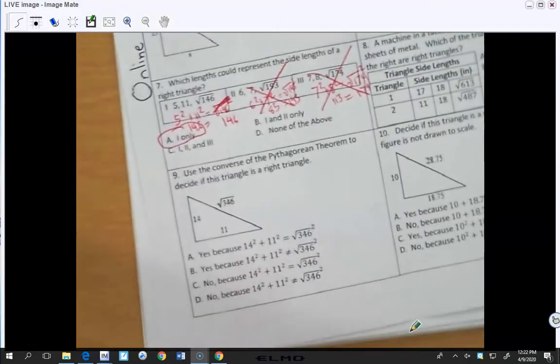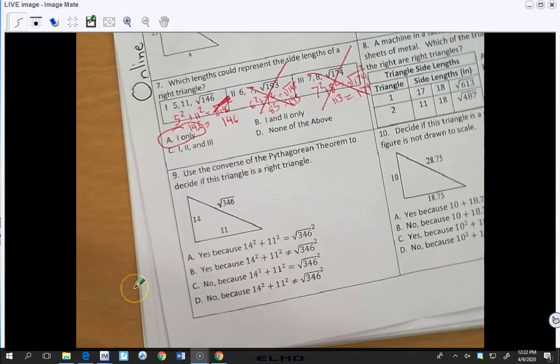So just go through and check each of them. And that's all the converse is. Just ask yourself, does a squared plus b squared equal c squared?